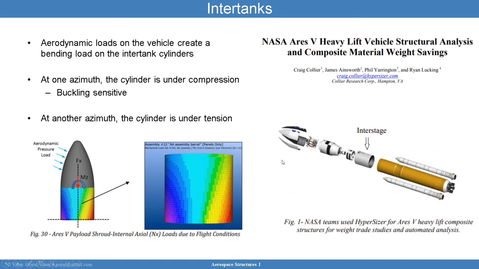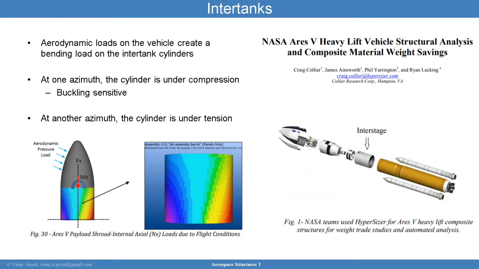So what is going on physically is that aerodynamic loads are acting on the vehicle that creates bending, and say that the gray portion is the fairing. Well, that portion causes significant amount of bending on the intertank or interstage. And so on one side you will get compression, on one side you will get tension. And in these scenarios, the compression side, which let's say this is a side that's under compression, that side will be buckling sensitive. At another azimuth where you have tension, then it is the joints that typically become more sensitive.